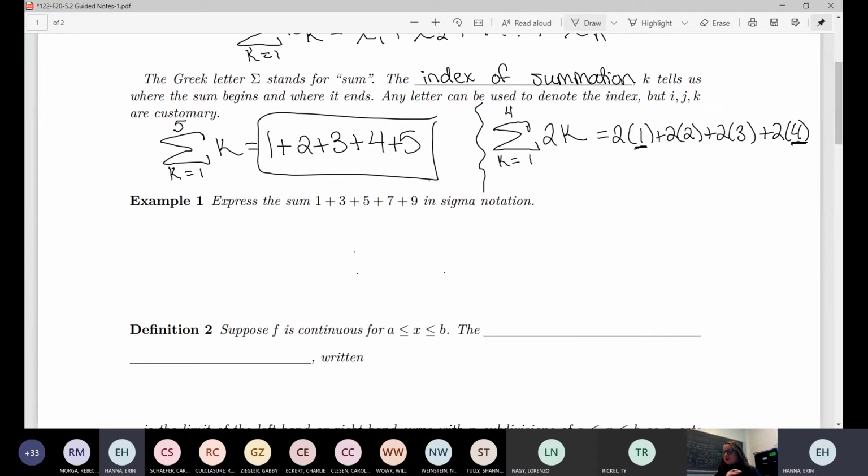But say we wanted to express the sum 1 plus 3 plus 5 plus 7 plus 9 in sigma notation. Now, this is going to take a little bit of trust, in case you haven't seen this definition before. The definition of an odd number: let's say a number n is odd if you can write it as some 2k minus 1 for some integer k.